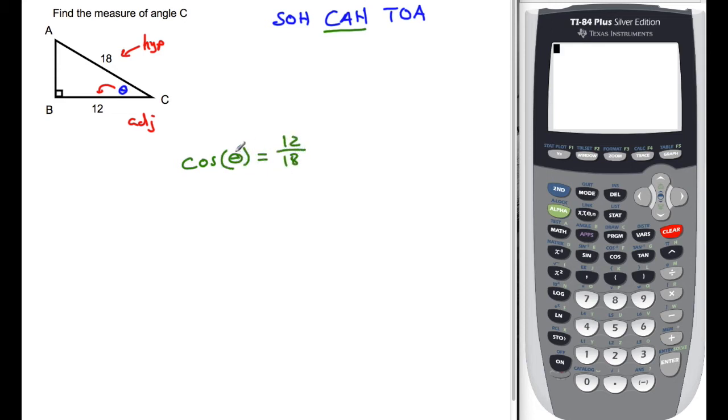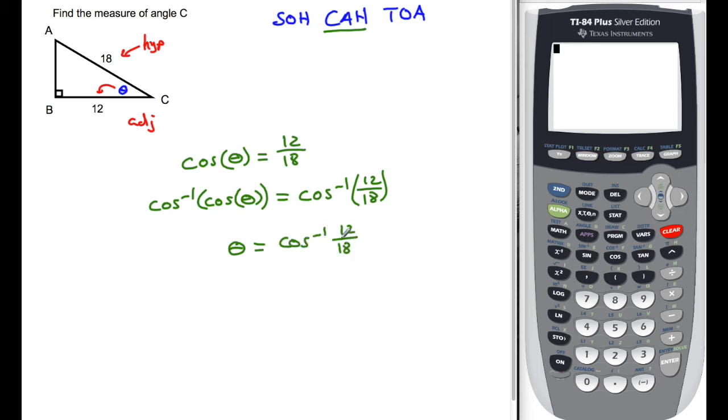So now, in order to solve this, I can't really divide by cosine. There's not multiplication going on here. So what I have to do is do the inverse cosine of both sides. So I can say, the long way to write it out is the inverse cosine of cosine of theta. So when I do the inverse cosine of cosine, I'm just left with theta, and then cosine inverse of 12 over 18. All right, let's execute it on the calculator.